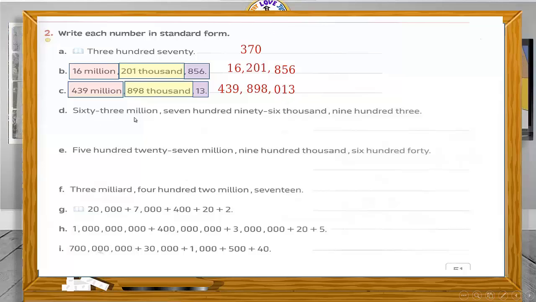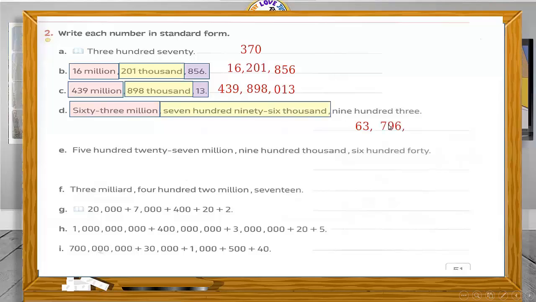Next one, 63 million. And do you see this comma? This is the end of the first period. 63 million, write 63, put a comma. 796,000, the end of this period here. Last period 903.